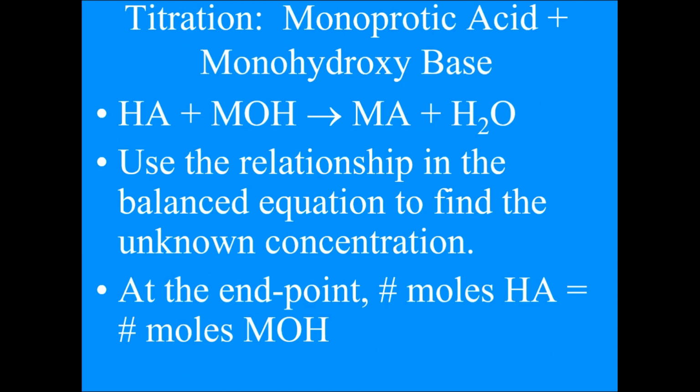The standard equation is HA, and you can notice there is only one hydrogen ion, MOH. This is monohydroxy base. You can notice there is only one hydroxide ion, and the products are salt and water. At the end point, the number of moles of hydrogen ions from acid would be equal to the number of moles of hydroxide ions from base.